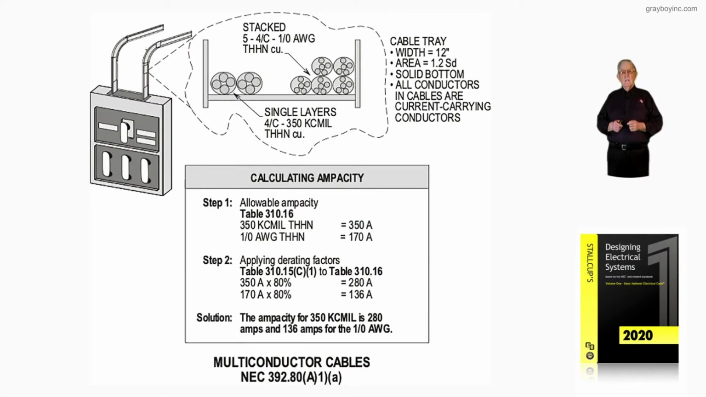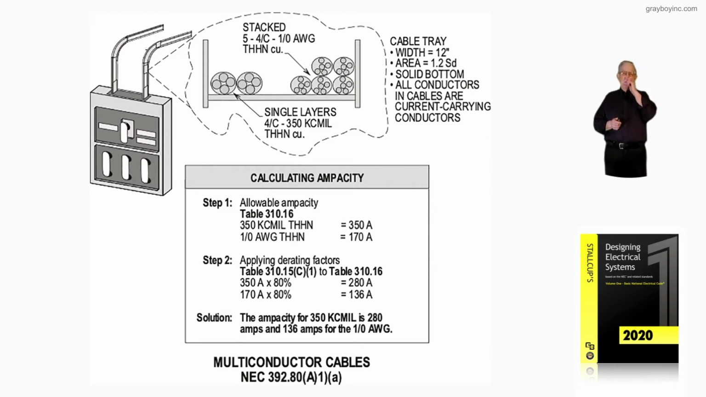Now this is dealing with multiple conductor cables when a derate factor has to be applied in accordance with 392.80(A)(1)(a). Now notice 392.80 with its rules tells the installer or designer when derating is required.